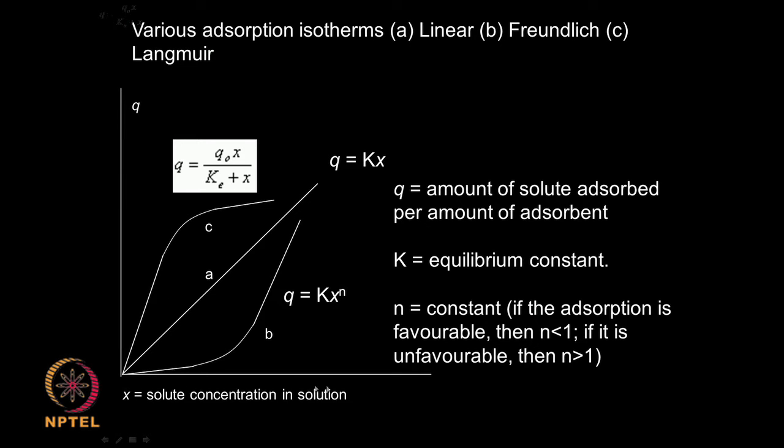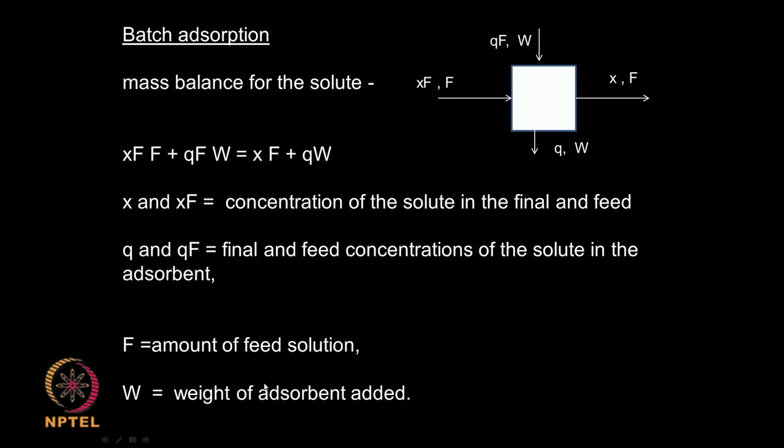So, you can see the x axis is the solute concentration in the solution and the y axis is the amount of solute adsorbed per adsorbent. So, the units are very different. Q will have units like grams of adsorbate per gram of adsorbent, whereas x will be like grams of adsorbate per liter of the solution. That is how it will look. So, let us do a mass balance if there is a batch adsorption.